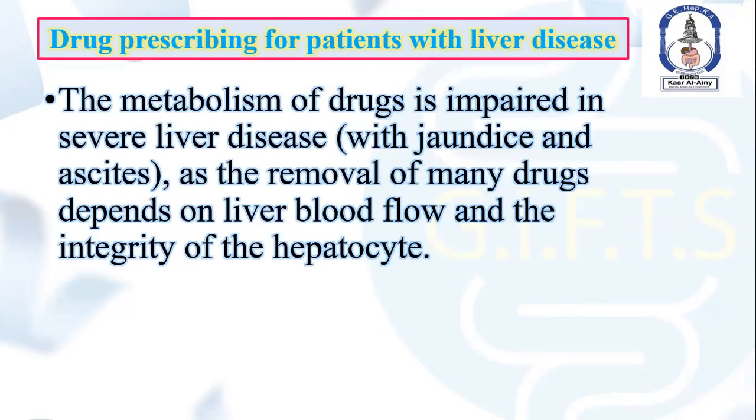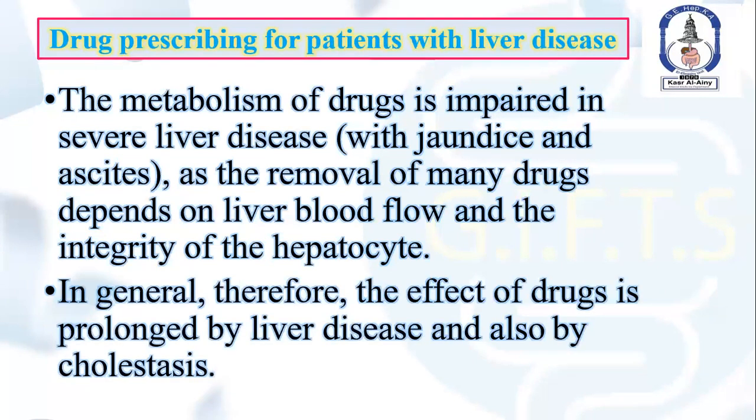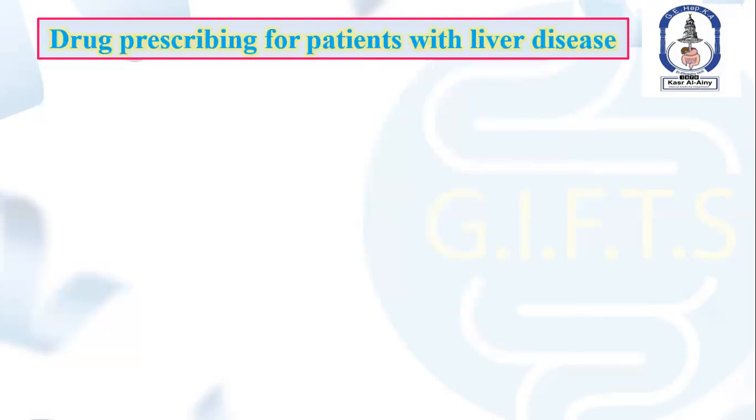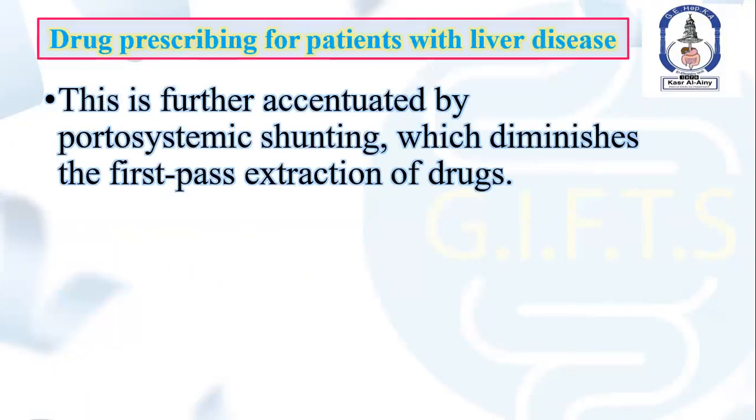What about drug prescription in patients with liver disease? Metabolism of drugs is impaired in severe liver disease, those with jaundice, ascites, and hypoalbuminemia, as the removal of many drugs depends on the liver, the liver blood flow, and the integrity of the hepatocytes. So in general, the effect of a drug is prolonged by liver disease and also by the presence of cholestasis. So beware when you prescribe a drug in a patient with chronic liver disease that this drug is not going to be destroyed and detoxified, and its action will be prolonged.